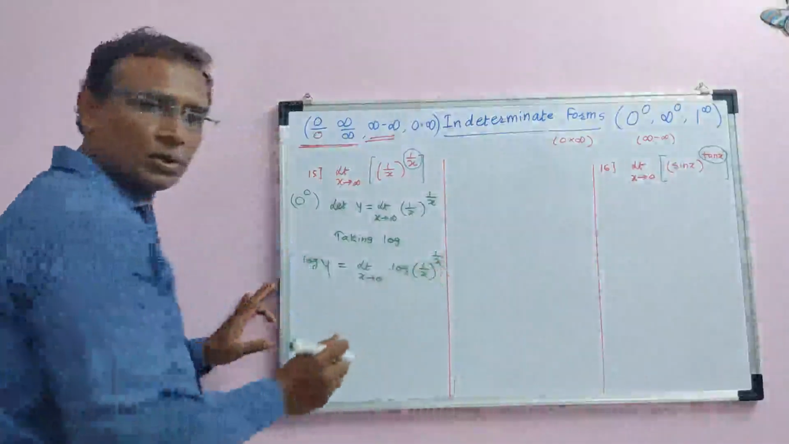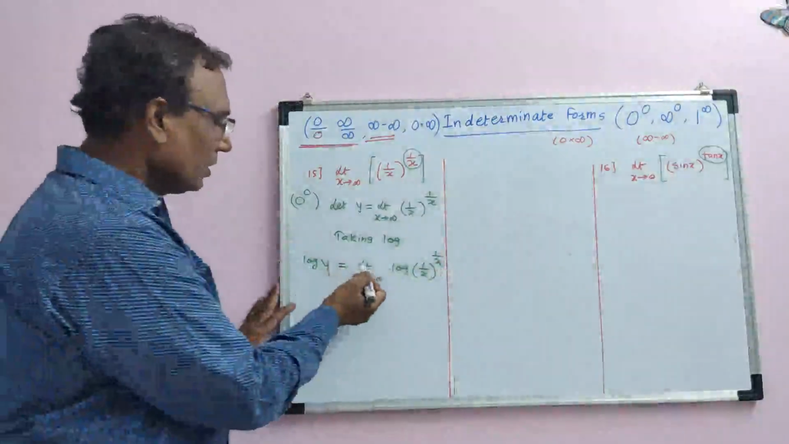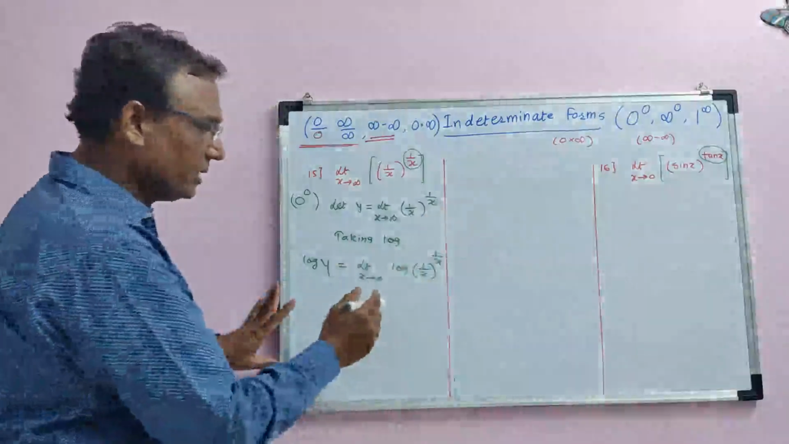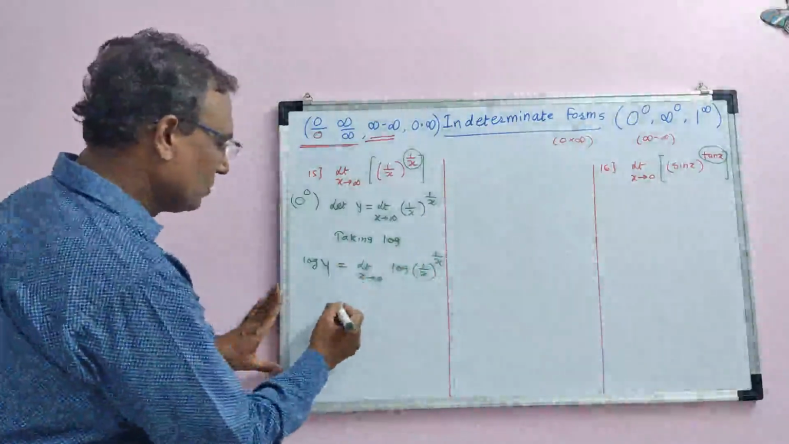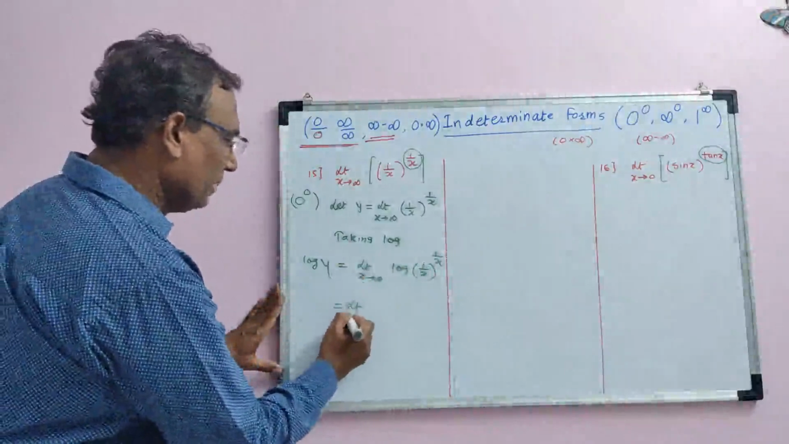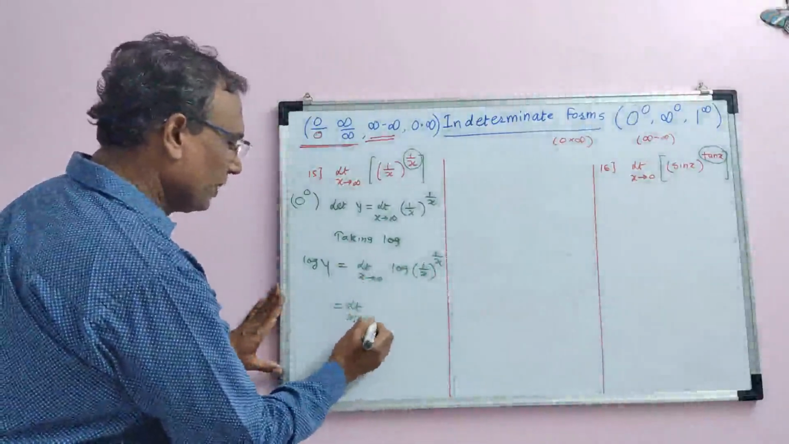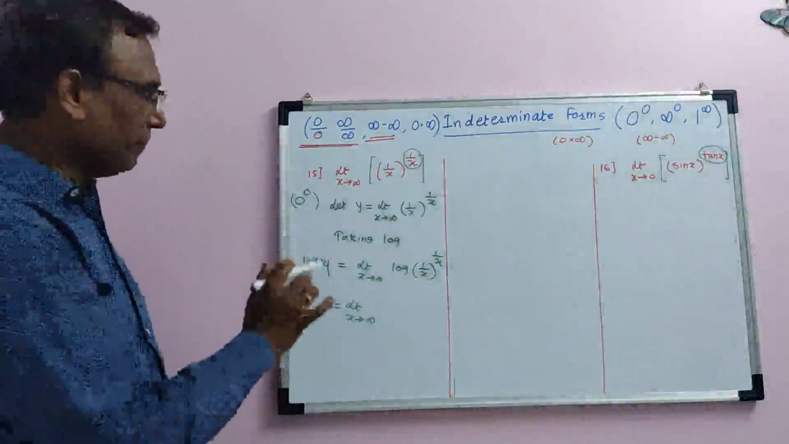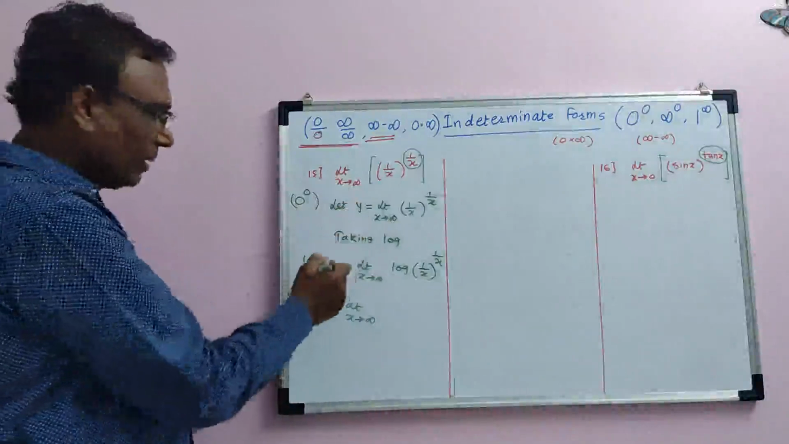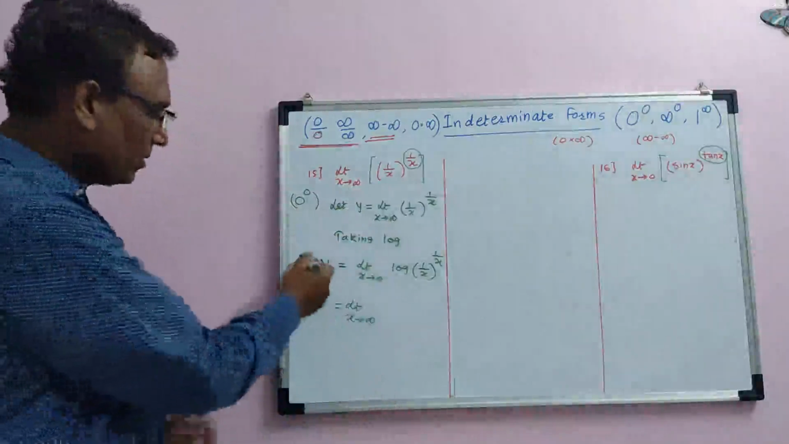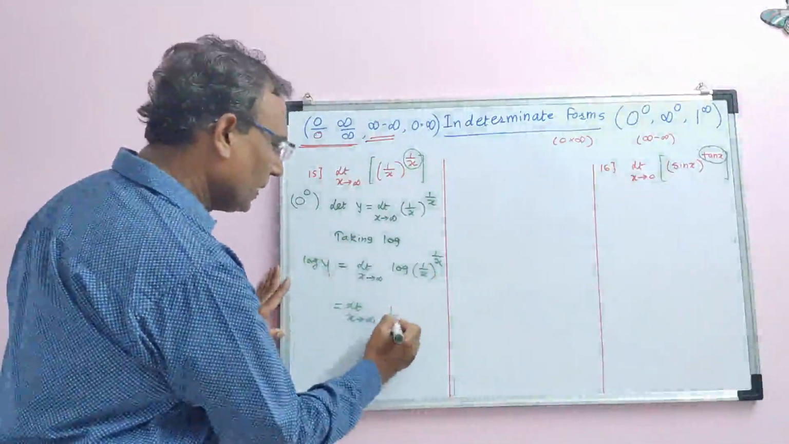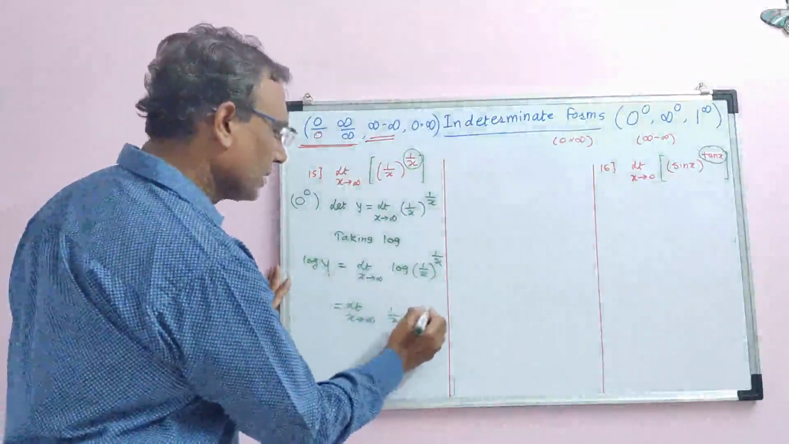But here, in order to reduce steps, I have written that the log of the limit equals the limit of the log, taking the log directly inside, and I skipped one step. Limit x tends to infinity. Now we are solving log y. I will be getting the value of log y, not y. We want the value of y. But when you solve this right hand side, you will be getting the value of log y. And by the law of logarithm, log of 1 by x, like this.